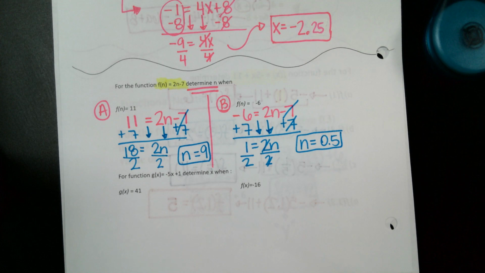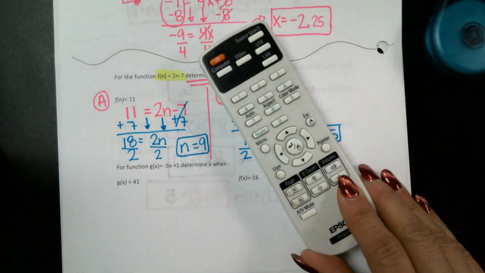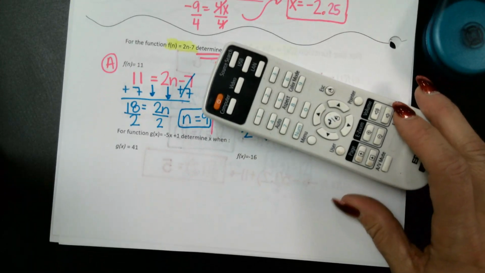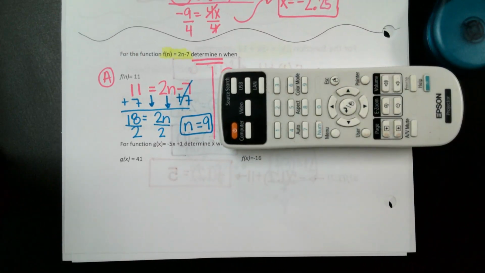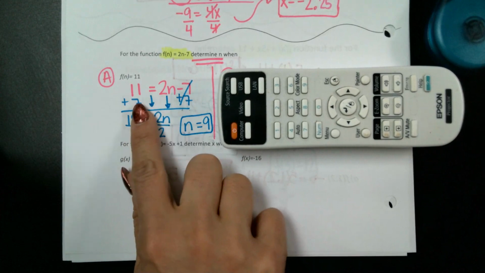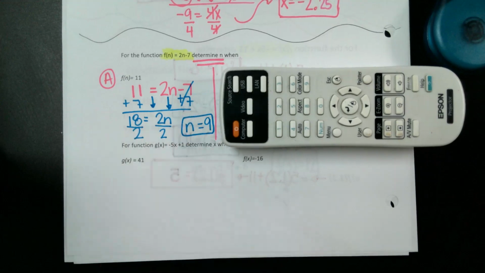What are you guys getting for A? Did anybody else get 9? Okay. Okay, so there's your first one. If you were unsure, if you didn't get the 9, just take a look up at the board. I added 7 to both sides, giving us 18 on the left, 2n on the right. Divide by 2. You should have n equals 9. Anybody have an answer for B yet? 0.5? Anybody else get 0.5?